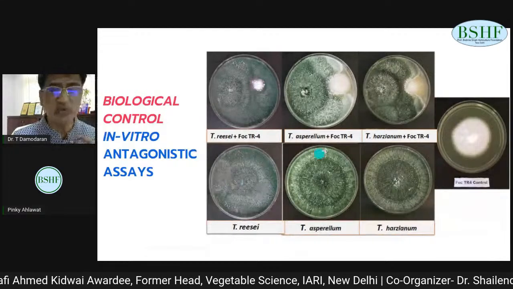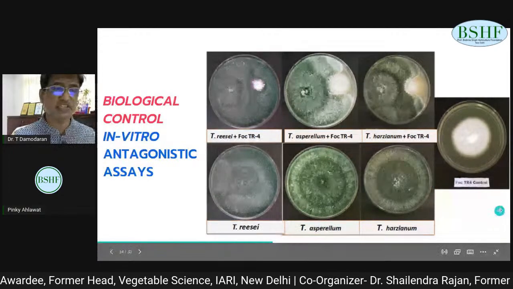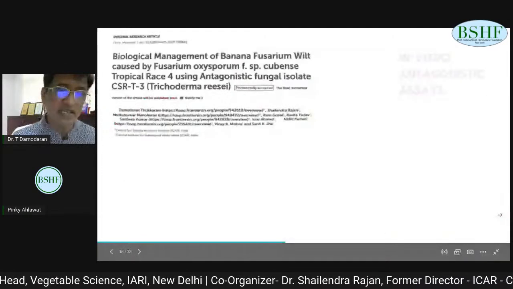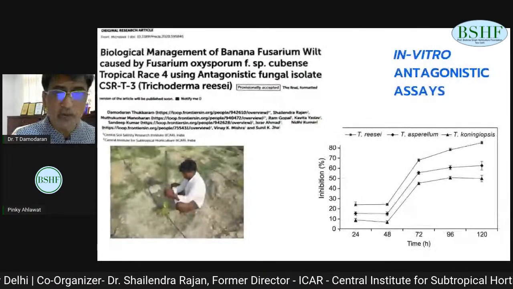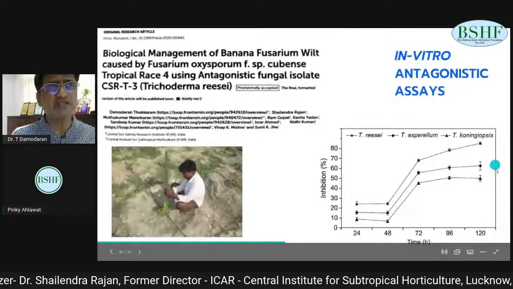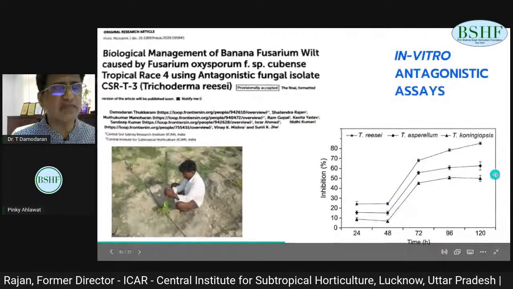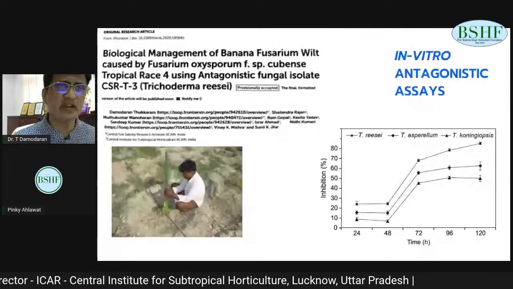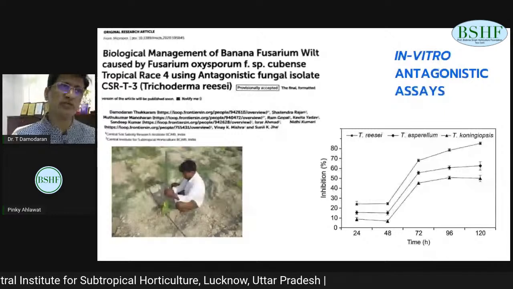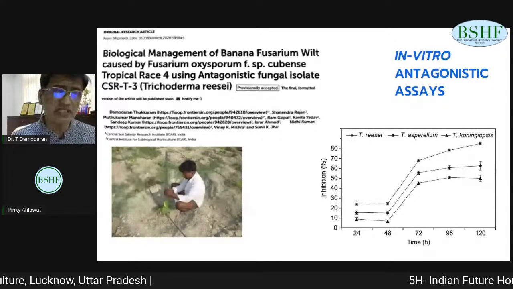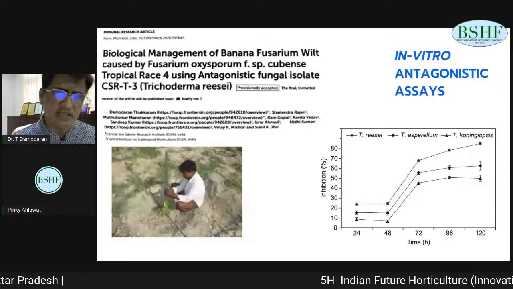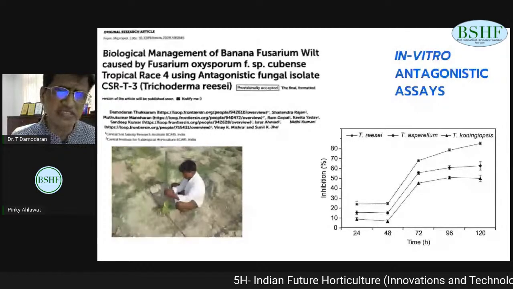So we started working on it. We took it to pot studies. The second stage is the pot study, from the banana rhizosphere to Trichoderma reesei. Trichoderma reesei is very unique and very different from other Trichoderma. Most commonly, Trichoderma harzianum is used, Trichoderma koningiopsis is used, or Trichoderma asperellum, and Trichoderma viride. These are the four Trichoderma species that have been extensively used in biological control.